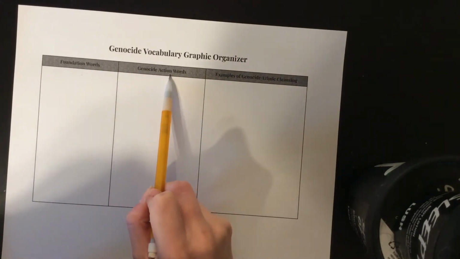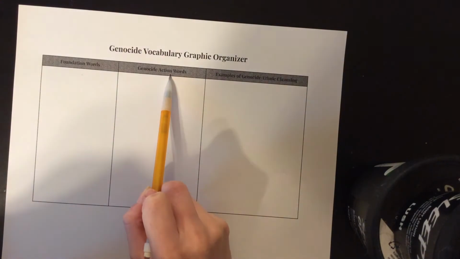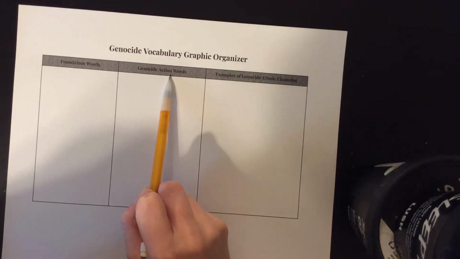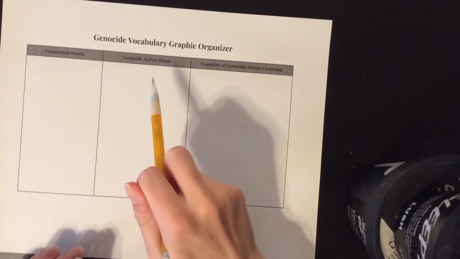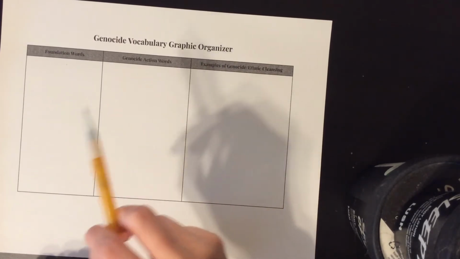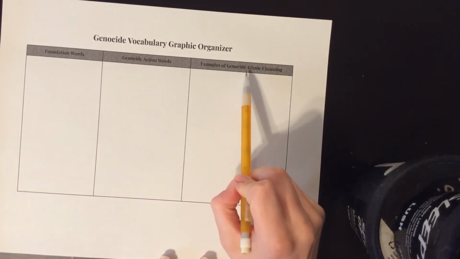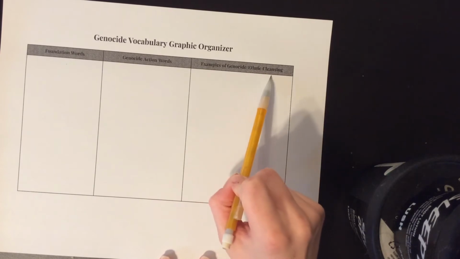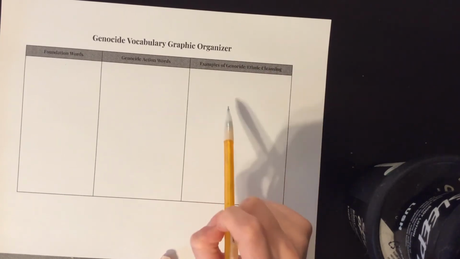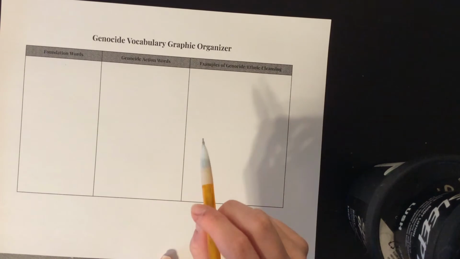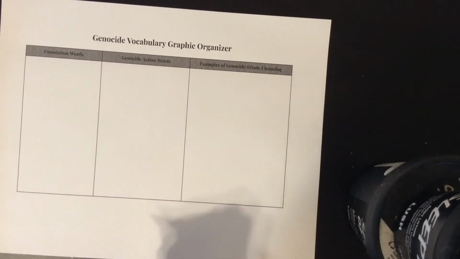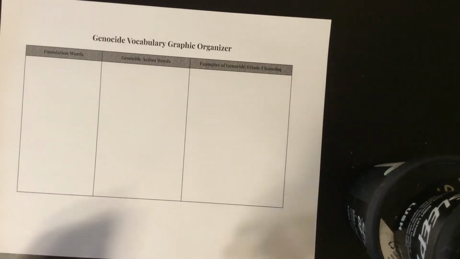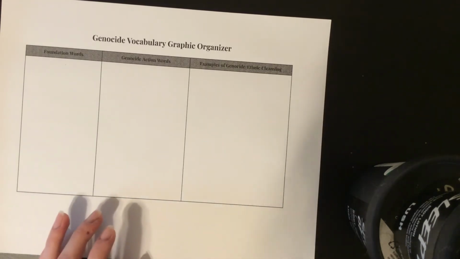A second section is genocide action words, which are the actual verbs and action words of genocide, the actions that people take, different terms for the methods of genocide. The third section is examples of genocide and ethnic cleansing. So these are the specific examples: ethnic groups, tools, groups of people that were killed, different places where genocide has occurred, just different specific examples of genocide throughout history.